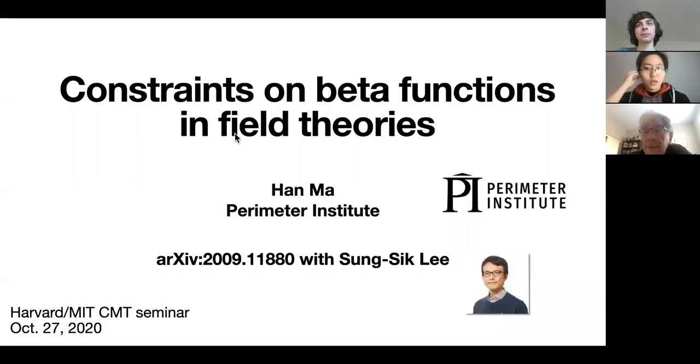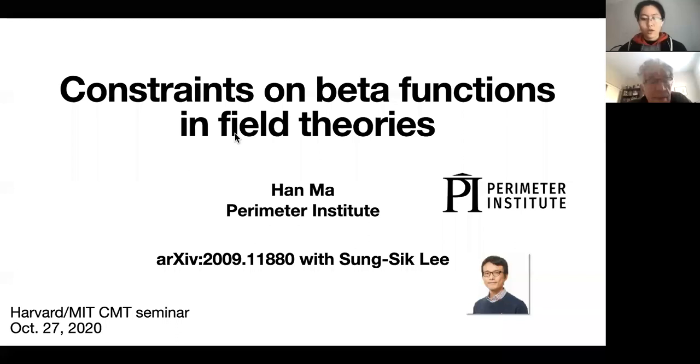So today I'm gonna talk about our recent work on constraints on beta functions in field theories. This work is done with Song-Sik Lee, and the arXiv number is here. Okay, let me start.